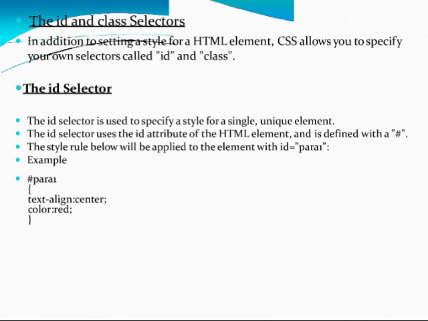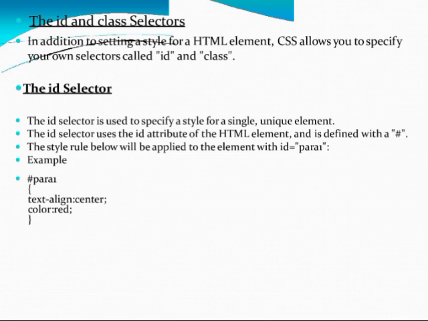Next we go to discuss ID and class selector. In addition to setting a style for an HTML element, CSS allows you to specify your own selector, called ID and class selector. First we discuss the ID selector. The ID selector is used to specify a single and unique element. The ID selector is defined with the hash symbol. Then the style rule below will be applied to the element with the ID equal to your ID name. Here I mentioned the ID selector as para1.